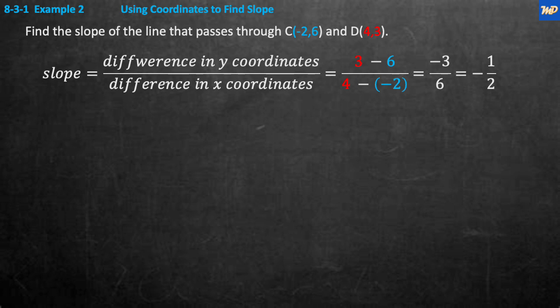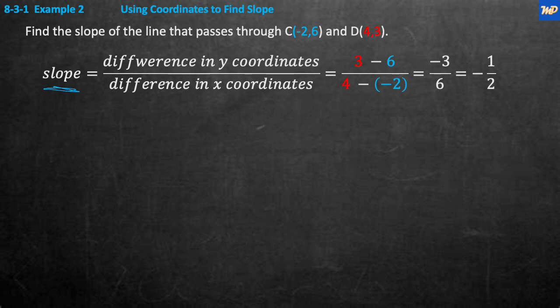So example 2, using coordinates to find the slope. The last time we looked at the graph and the line and determined what the slope was by looking at points being crossed by the line and solving the equation that way. There's also another way to solve the slope, and that's mathematically. And we do that by saying that, again, the slope is equal to the difference in the y-coordinate values divided by the difference in the x-coordinate values.